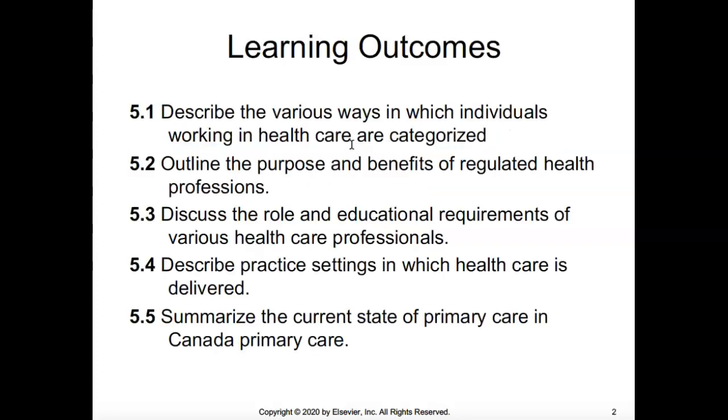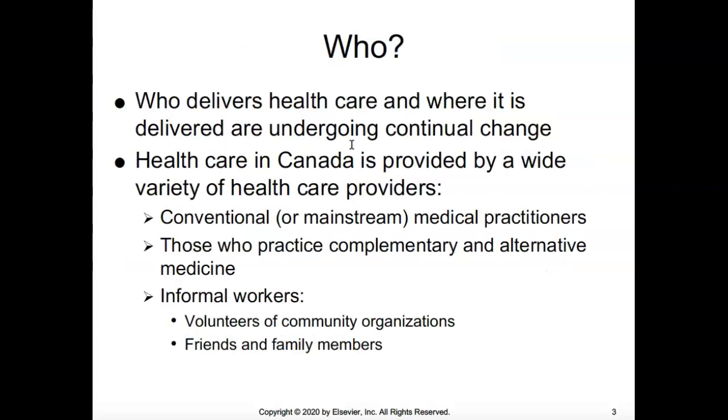So, what are we going to learn in this chapter? The first thing is we're going to describe the various ways in which individuals working in healthcare are categorized. There's various different levels of all sorts of health practitioners, and we're going to learn about how those categories come about. We're going to outline the purpose and benefits of why these health professions are regulated. We're going to discuss the role of educational requirements for various healthcare practitioners and professionals. We're going to describe the practice settings in which healthcare is delivered, and we're going to summarize the current state of primary healthcare in Canada.